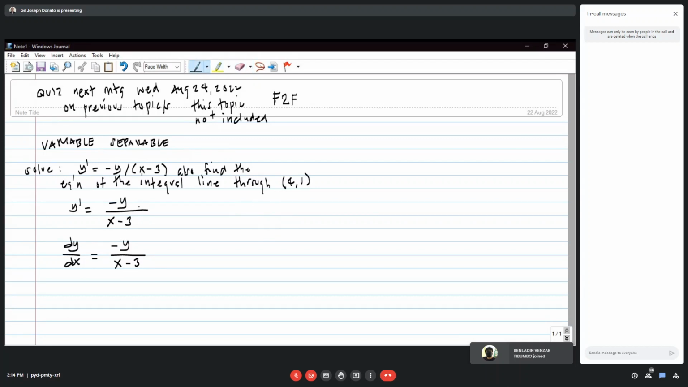So ngayon, i-separate natin yung variables. Pagsamahin natin, pwede naman i-separate na magkasama o pwede sa isang side kung anong gusto niyo. Walang problema. So, i-rewrite ko lang dito na equivalent to dy all over dx. So equivalent to, lipat ko sa kabilang side of the equation yung isa doon. So, that's equivalent to plus y divided by x minus 3 equal to 0. Nilipat ko lang.